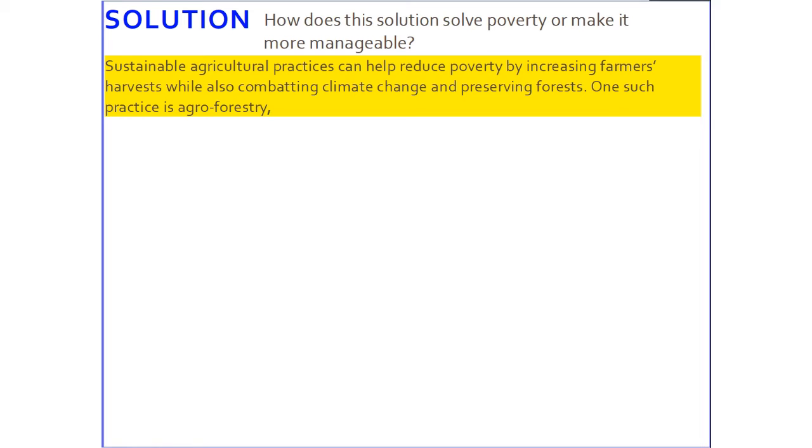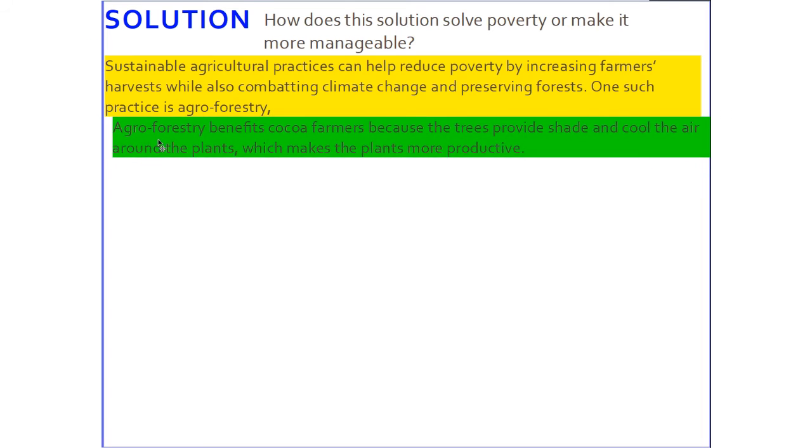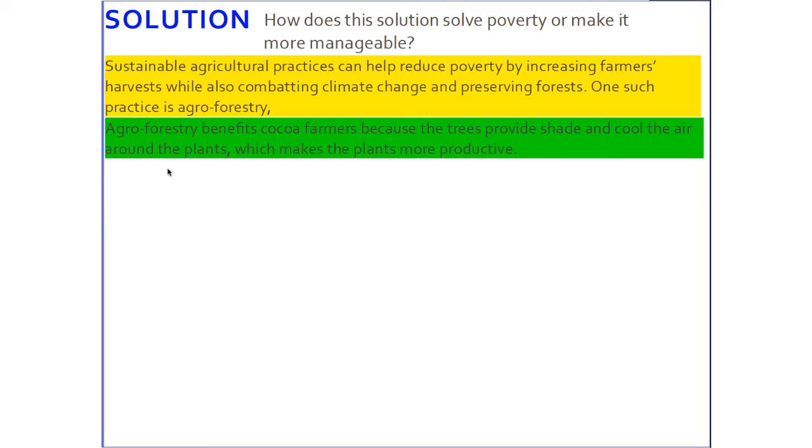So I'm going to be talking about how this agroforestry is going to help solve poverty or make it a little bit more manageable. I have to give an explanation here so that this part makes sense. So I have an explanation before my intro evidence here. So agroforestry benefits cocoa farmers because the trees provide shade and cool the air around the plants, which makes the plants more productive. So when plants are more productive, right, that can help combat poverty because people can have more product, right? So that, again, I'm still coming back to that idea of helping solve poverty. Intro evidence.